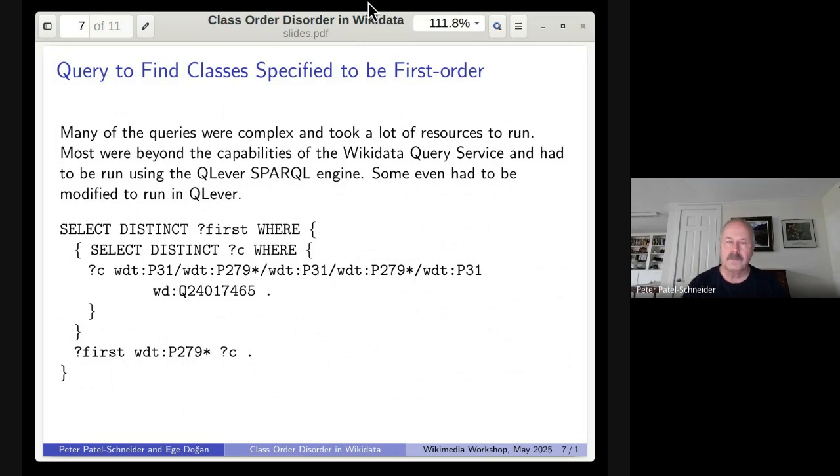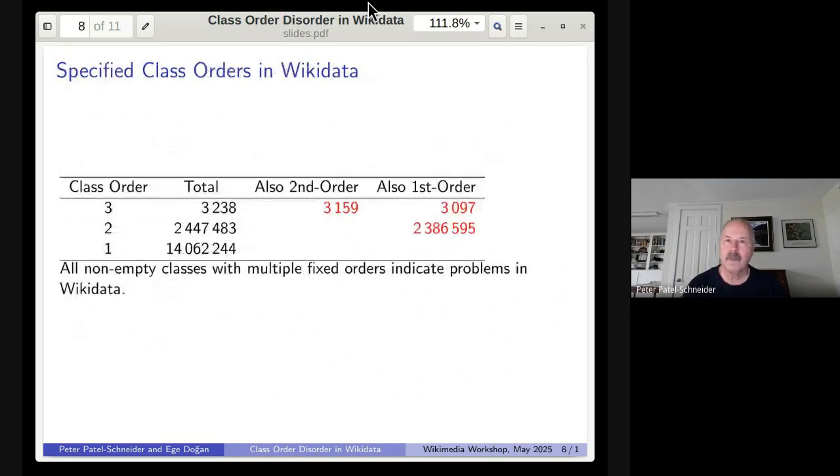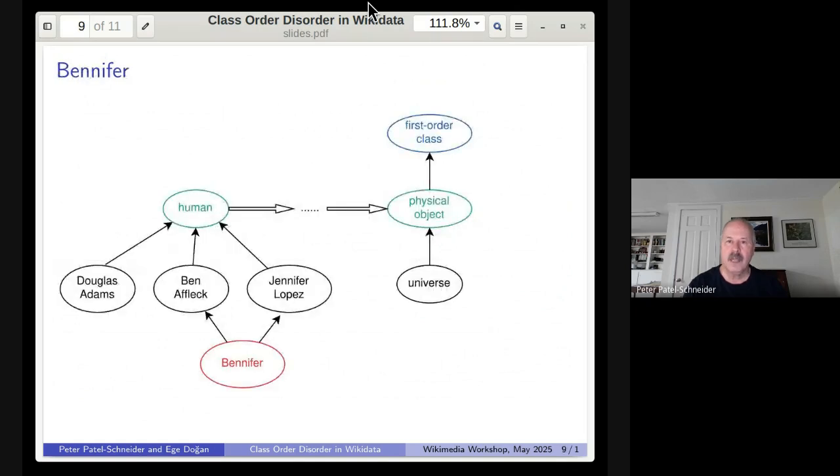For example, nearly all classes that have a specified fixed class order above first order have multiple specified fixed orders. Remember that a non-empty class can have at most one fixed order, so classes with multiple fixed orders indicate problems in Wikidata. Aside from the many classes that had multiple specified fixed orders, there were also many classes whose instances did not fit their specified fixed order.